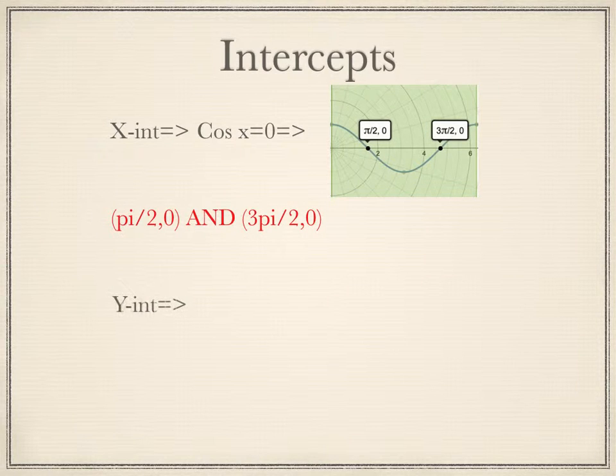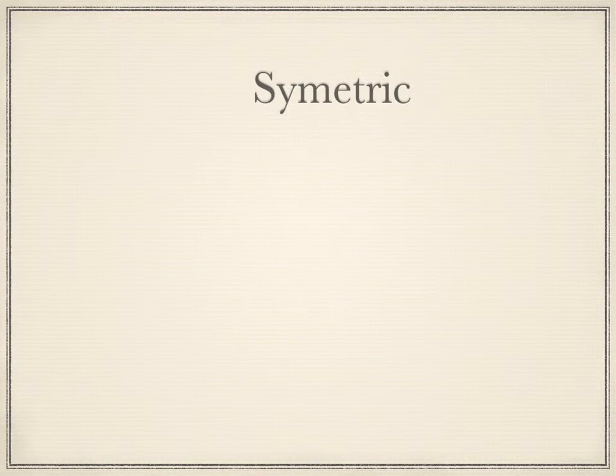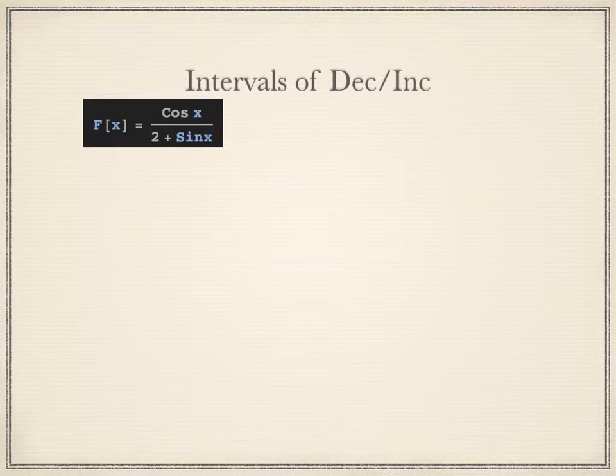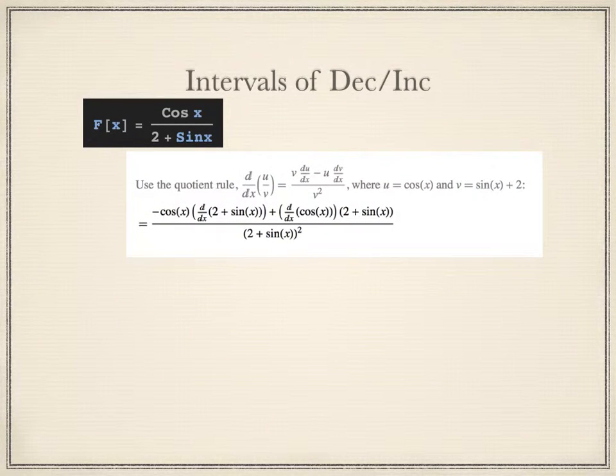We go to the y-intercept. For the y-intercept, we basically plug 0 into our function and we get 0 and 1/2 as our y-intercept. And we go to symmetry. As you can see, f of x is not equal to f of negative x, so we have no symmetry.